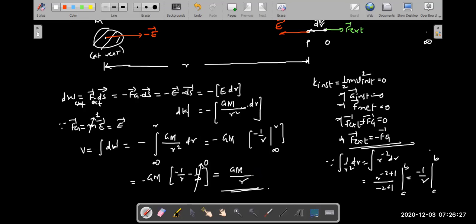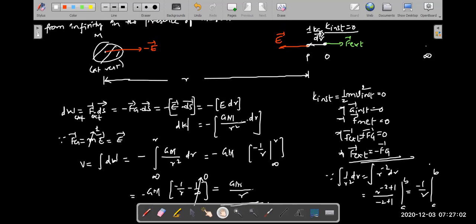Sir, if E bar and ds bar are in the same direction, shouldn't it be plus E dr? Yes, sir, because minus E bar into minus ds bar would be plus E dr. Why? Because both are in the same direction, both are negative, so the dot product of them became positive. This term became plus E dr. Then the work done by the external agent is equal to the integral of E bar dot dr bar.